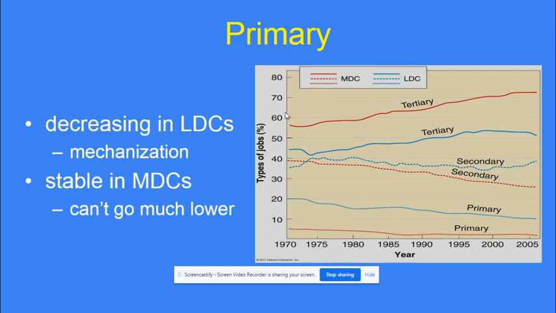So if you take a look at this chart, we see on the x-axis they're demonstrating the year, and it's in 5-year intervals. And then on the y-axis, it's the types of jobs in terms of percentage, and that goes by 10% all the way up. So in 1970, the average MDC had maybe 5% in the primary sector and 40% in the secondary sector and 55% in the tertiary sector.